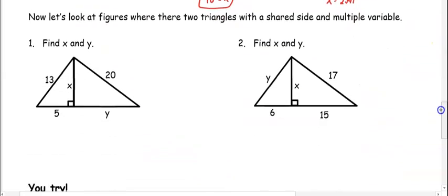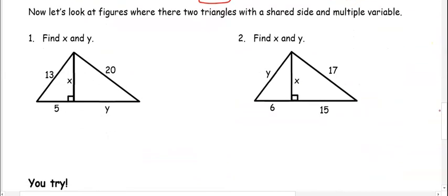So building on Pythagorean theorem, now we're going to look at figures where there are two triangles with a shared side and multiple variables. So instead of just solving for one side, we now need to find x and y. So in number one, the triangle that has two sides is the triangle we want to start with. So we're going to start with this triangle here.